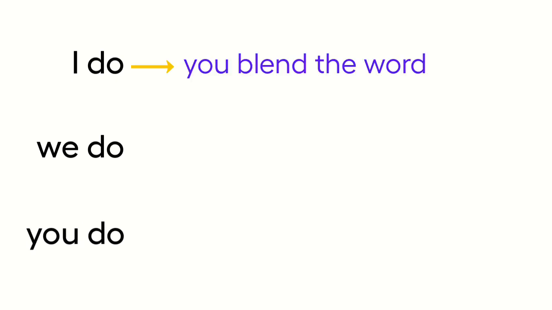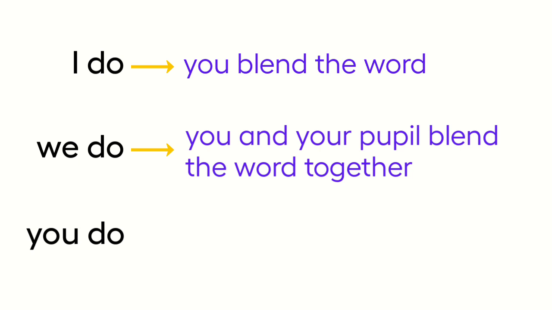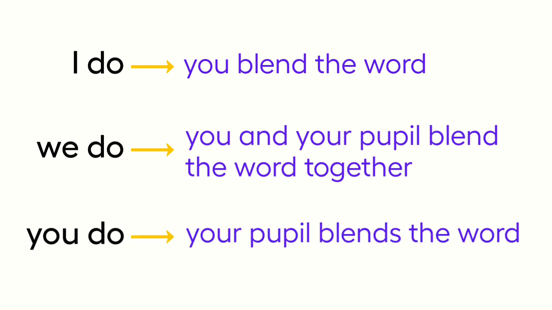If your pupil struggles with this, use the I do, we do, you do technique to build their confidence. First, you sound out, then blend the word. Then you and your pupil sound out and blend the word together. And finally, your pupil sounds out and blends the word alone.